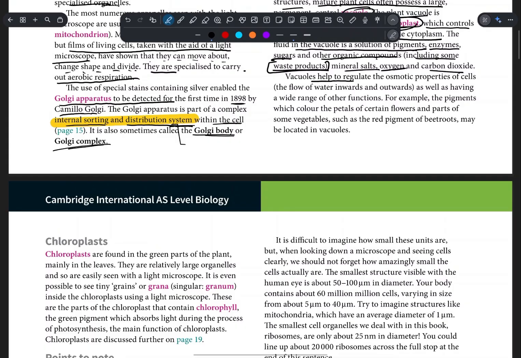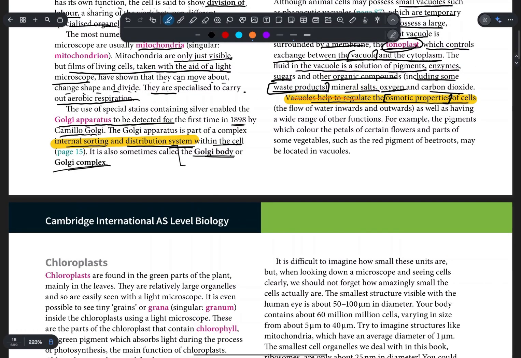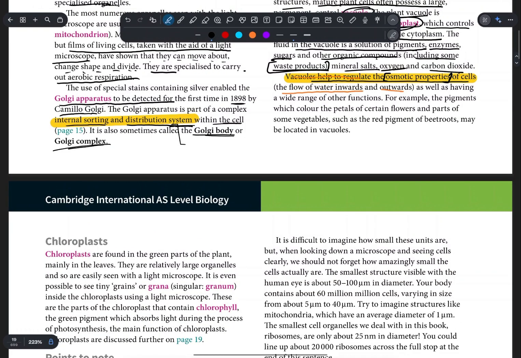Vacuole helps to regulate the osmotic pressure of the cell. That's a very good information to have. So vacuole, by keeping the products in the cell in a very regulated way, it also helps the osmotic properties of the cell to be managed. The flow of water inwards and the outwards, right?